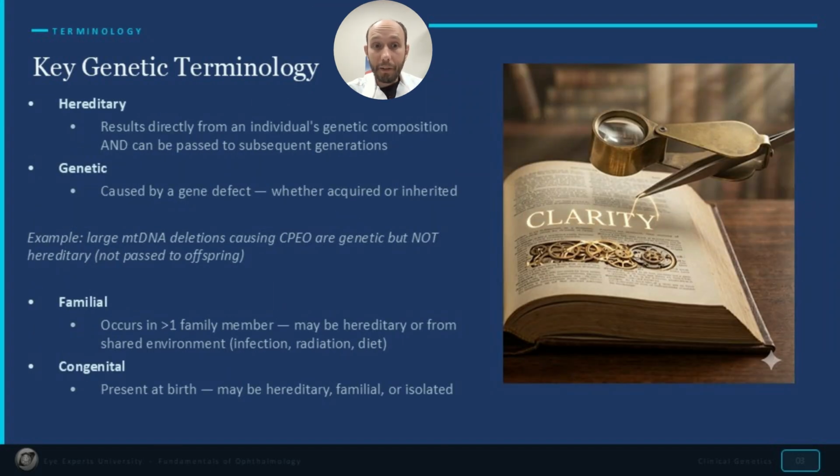So, hereditary means results directly from an individual's gene composition and can be passed down to subsequent generations. Genetic specifically refers to a defect in a specific gene. Familial means occurs in more than one family member. So, if it's just one person, it's not familial because it's just one person still. And congenital means present at birth.